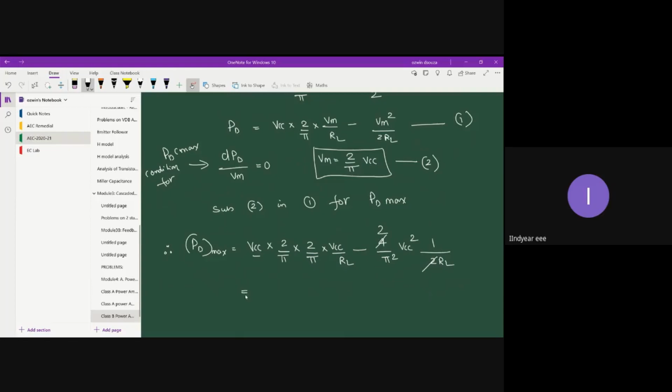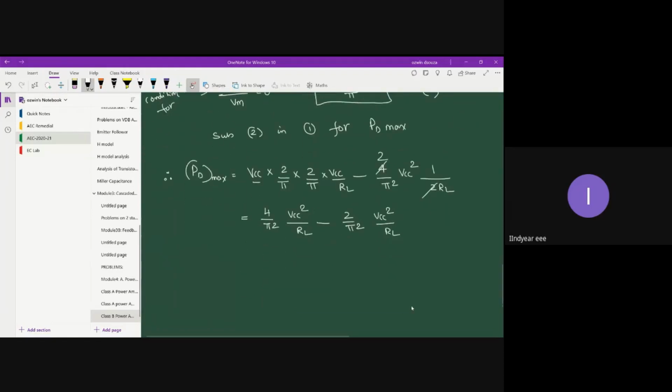So this basically you can write it like 4 by pi square, the first term I'm writing, 4 by pi square into VCC square divided by RL minus, this is 2 by pi square VCC square by RL. So basically you are subtracting the second term from the first term. So when you subtract, what do you get?